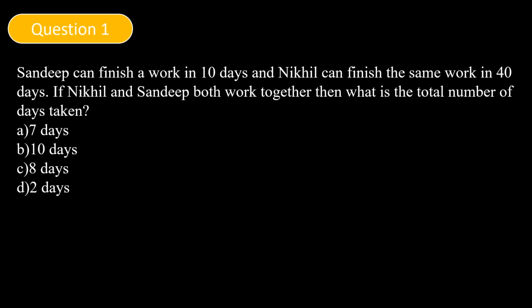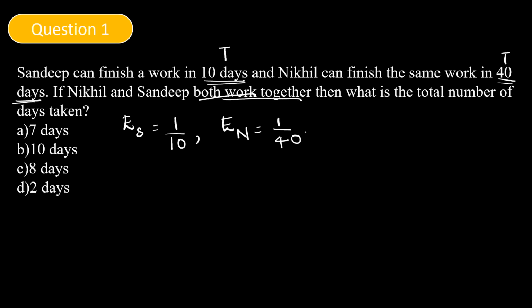So let's get into the problems. First question: Sandeep can finish a work in 10 days and Nikhil can finish the same work in 40 days. If Nikhil and Sandeep both work together, then what is the total number of days taken? First we will take the efficiency. Efficiency of Sandeep is the reciprocal of time, that is 1 by 10. Now the efficiency of Nikhil: time is 40 days, so the efficiency is 1 by 40.